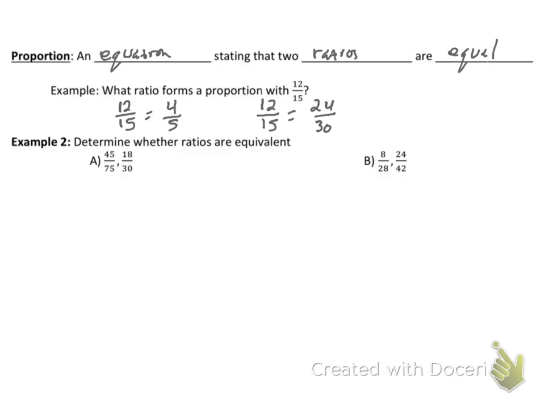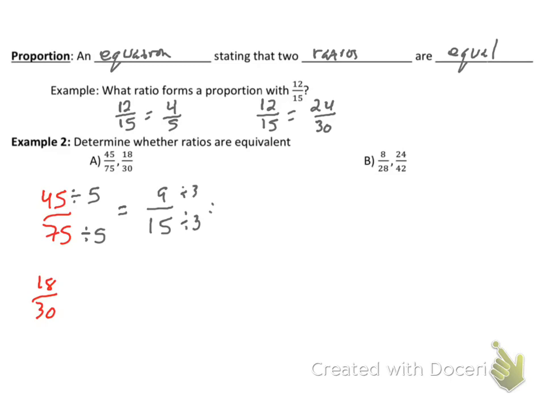So if I want to determine whether ratios are equivalent, like in this next example, all I need to do is take both ratios, break them down, so I need to simplify these fractions, and then see if I know if they're the same fraction. So I know 5 goes into both of those. So 45 divided by 5 is 9. 75 divided by 5 is 15. And then I know 3 goes into both of these. So 9 divided by 3 is 3. 15 divided by 3 is 5.